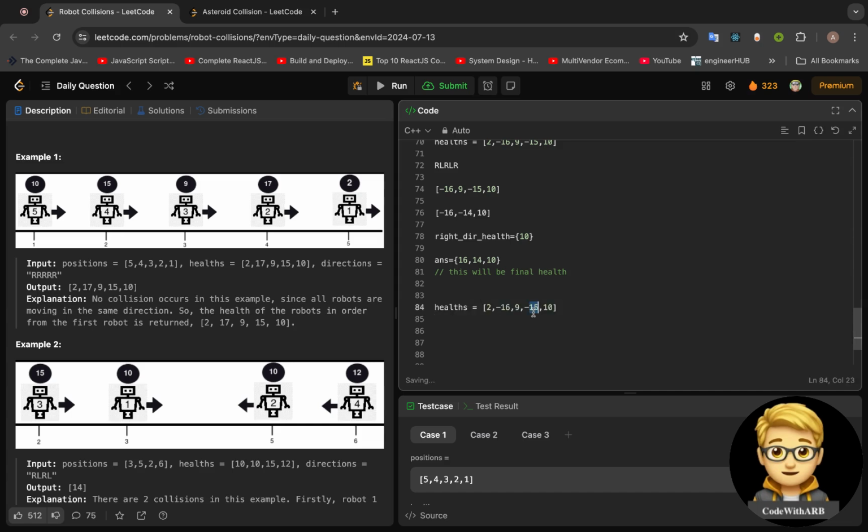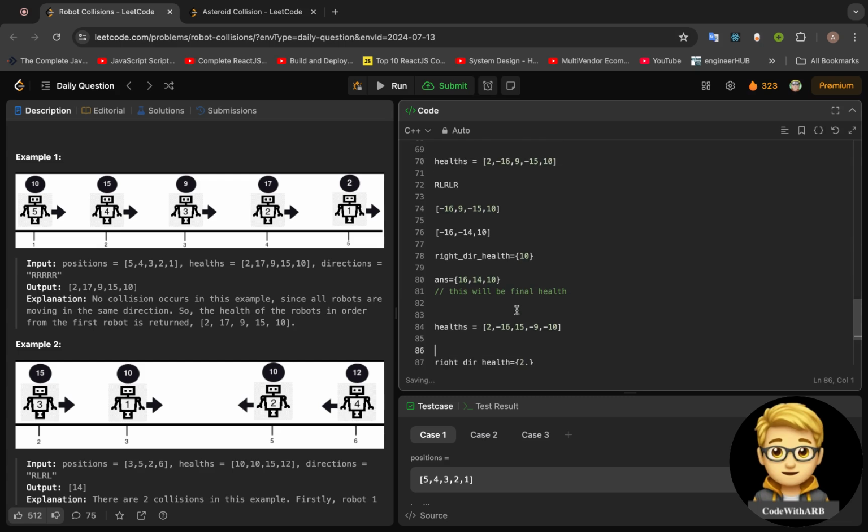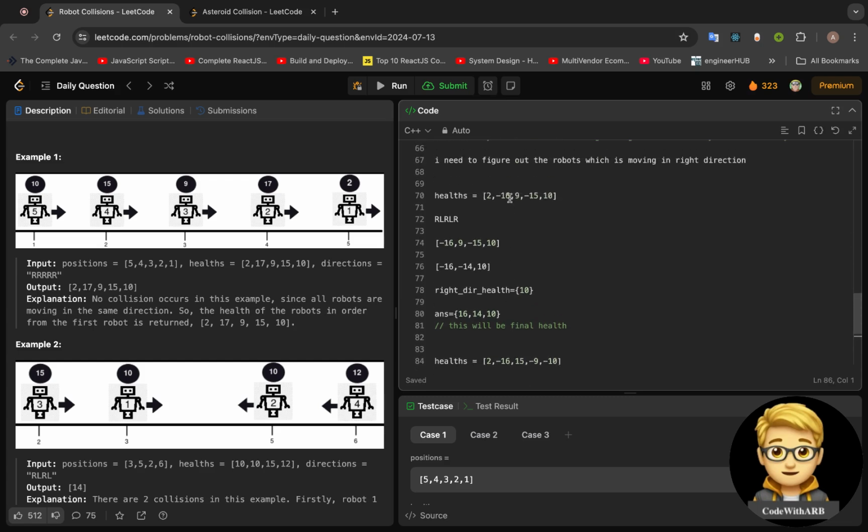Let's make this 15, and this 9. And also let's make this minus 9, minus 10. I'm just changing directions. Now let's see what will happen. When you see the first 2 here, the right direction health is the same. Now this 16 will destroy this and decrease the health by 1. Okay, I have changed the question.